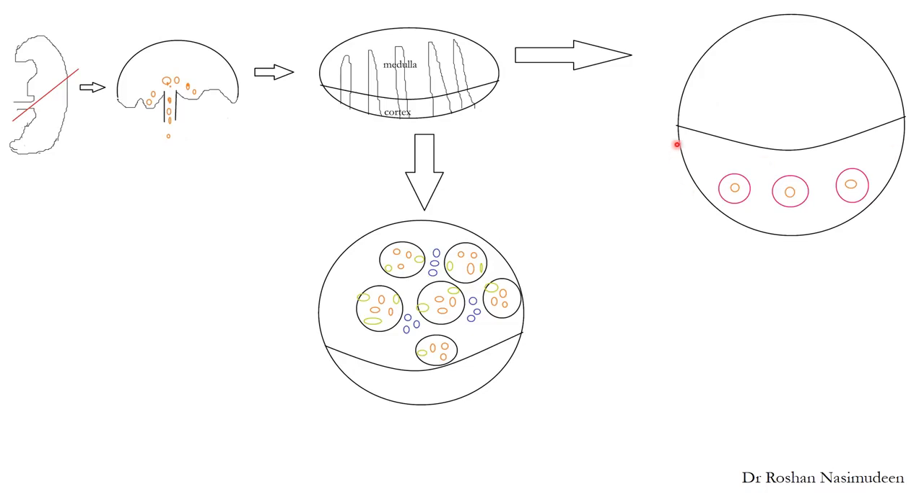So this is the coelomic epithelium from which develop the epithelial tumors of the ovary. From the sex cords and stroma develop the sex cord stromal tumors of the ovary, and from the germ cells will develop the germ cell tumors of the ovary.